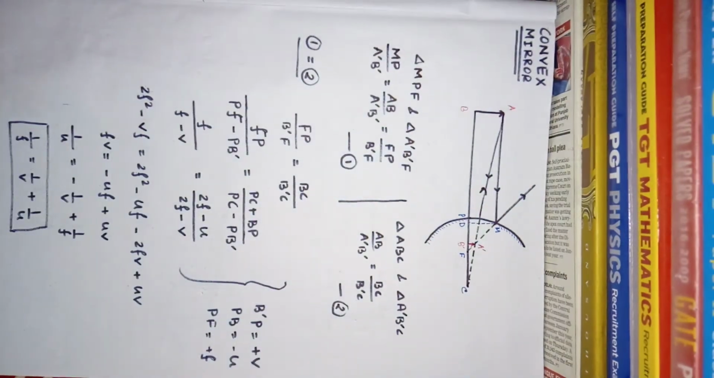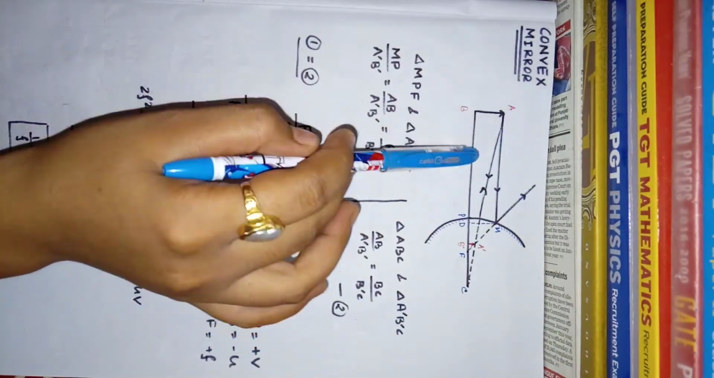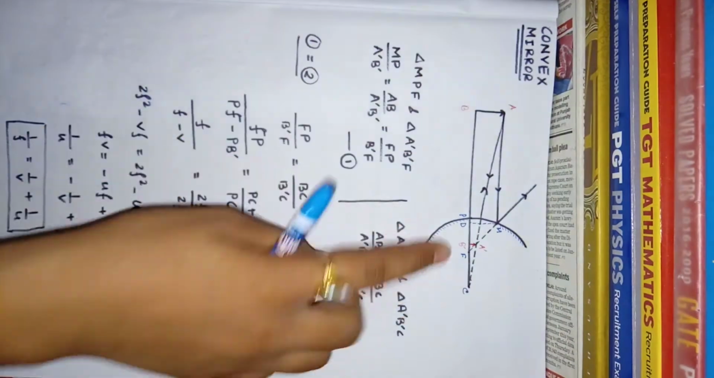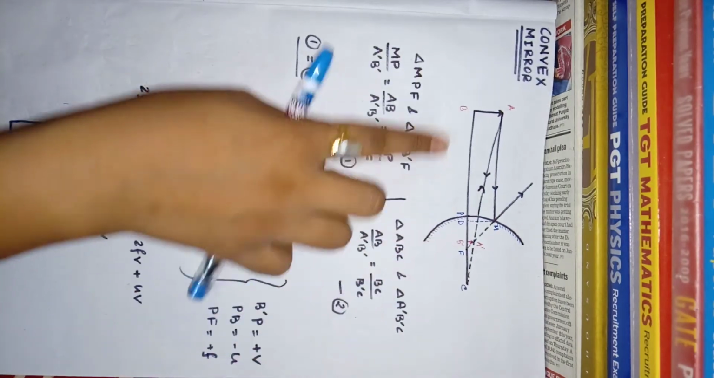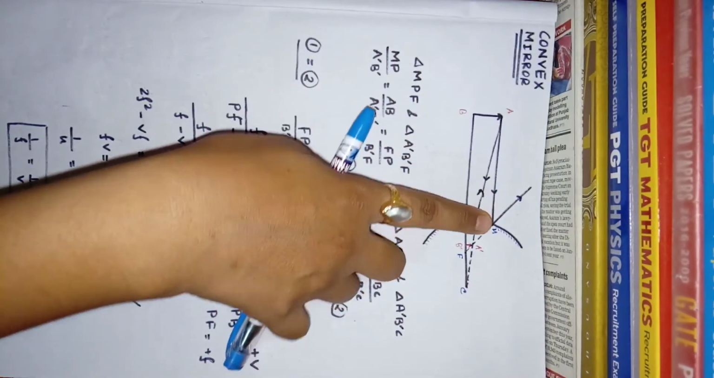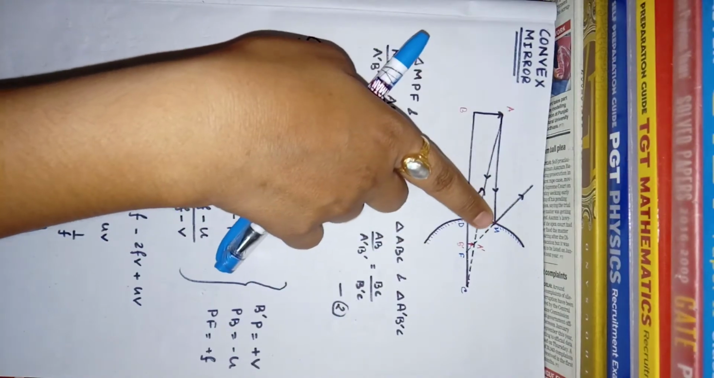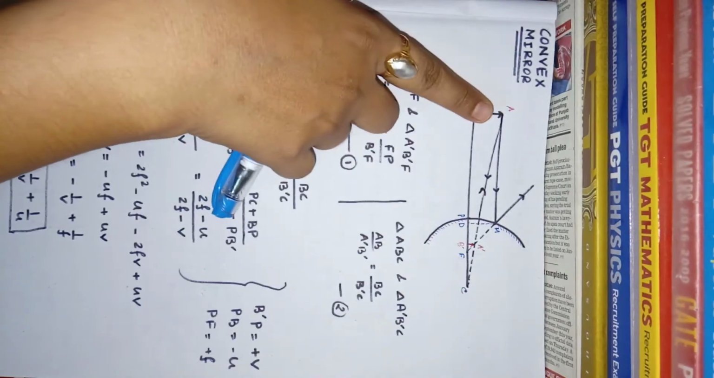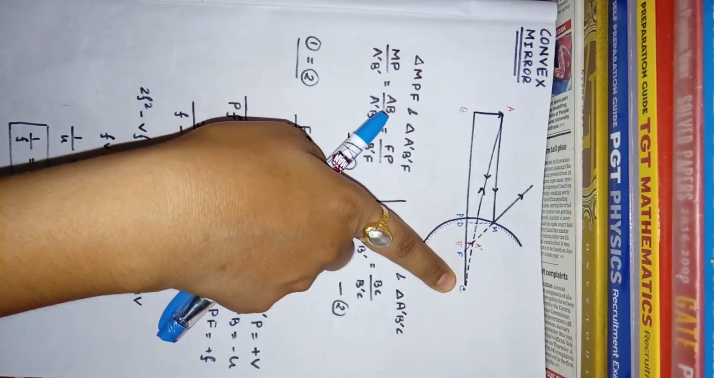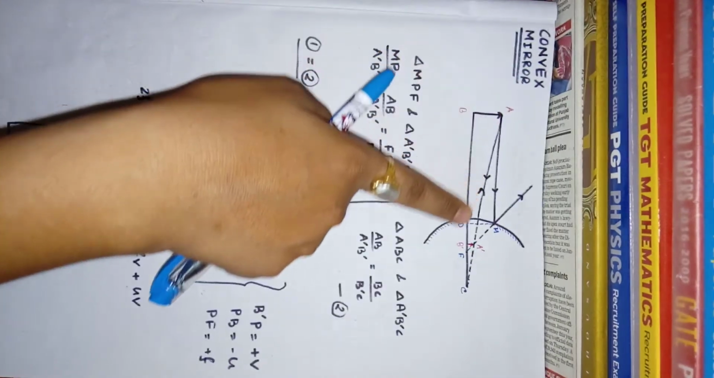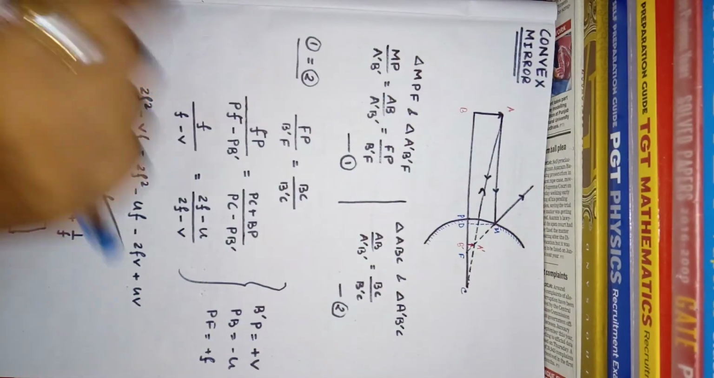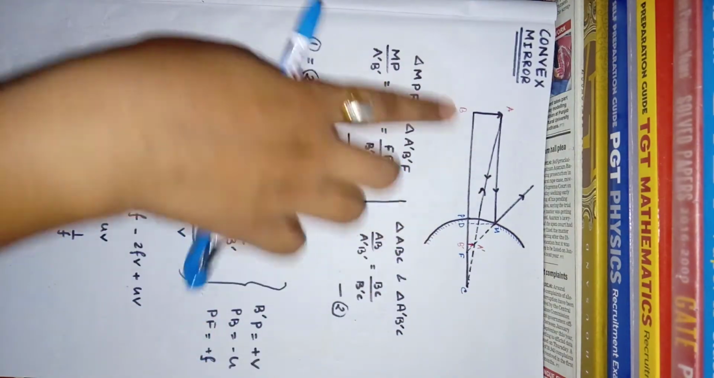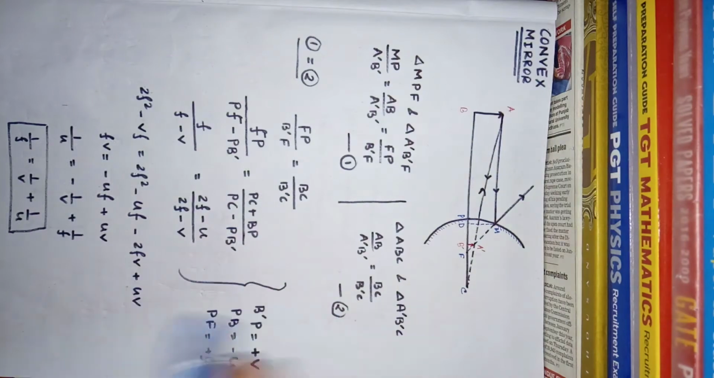Okay, so I have chosen one object AB, and we need to take at least two rays to make at least one image, right? So one is parallel to the principal axis. It will go in this direction, and of course it will pass through the focus if you proceed behind. Another one will pass through the center of curvature, right? So in this way you can draw it. So A prime B prime will be the image formed by the object AB via the convex mirror M.